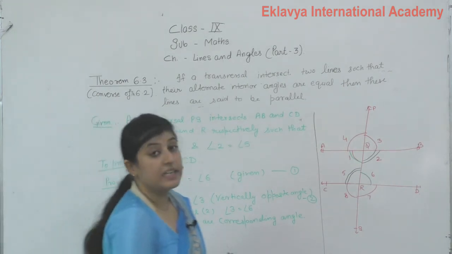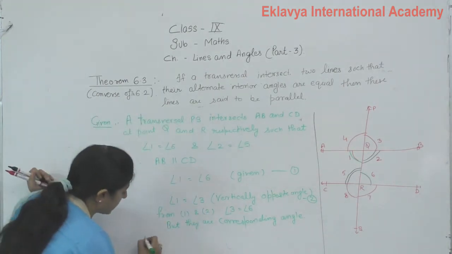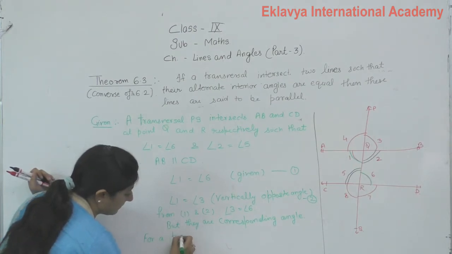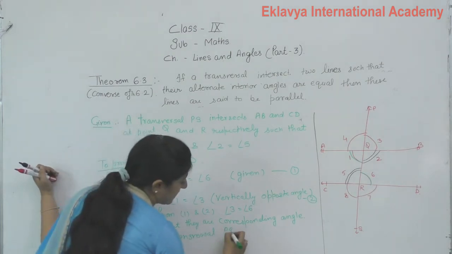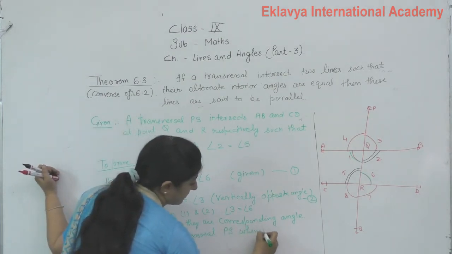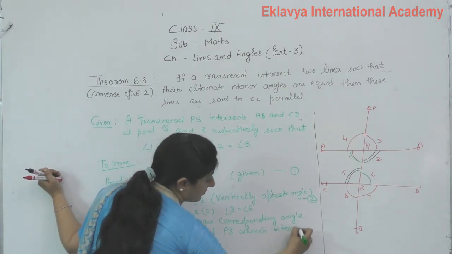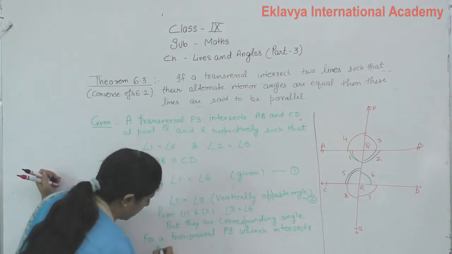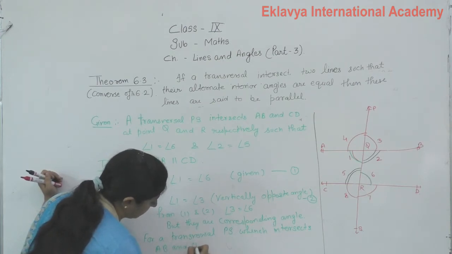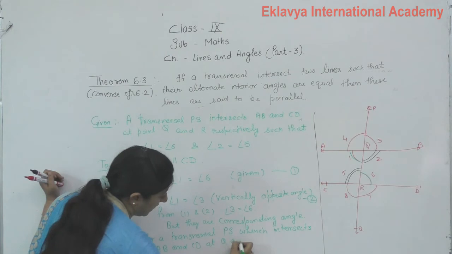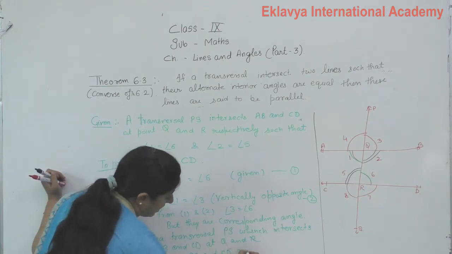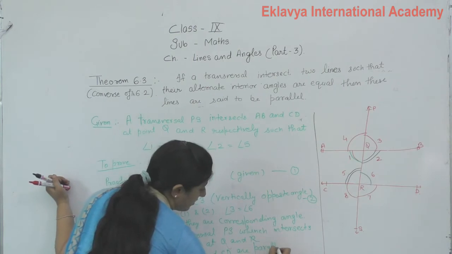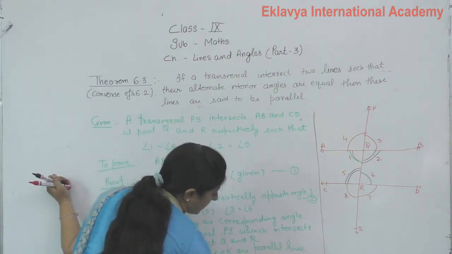Then what can we say? That for a transversal PS which intersects AB and CD at Q and R, AB and CD are parallel lines. Hence proved.